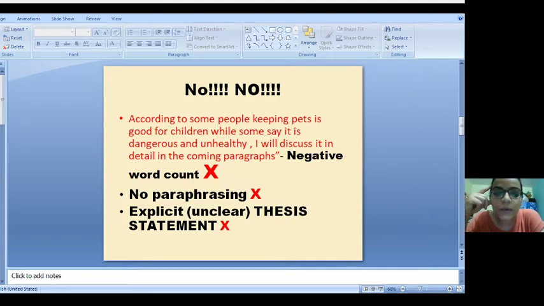Explicit thesis statement, we don't know. The writer has not written explicitly what the examiner is going to find in the essay, it's unclear. So I don't consider this to be a very good introduction to the writing task 2. Hence, I reject such kind of introductions.